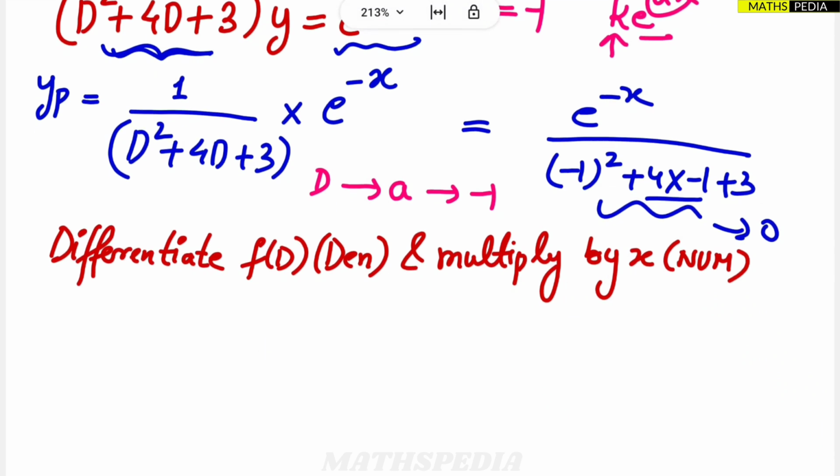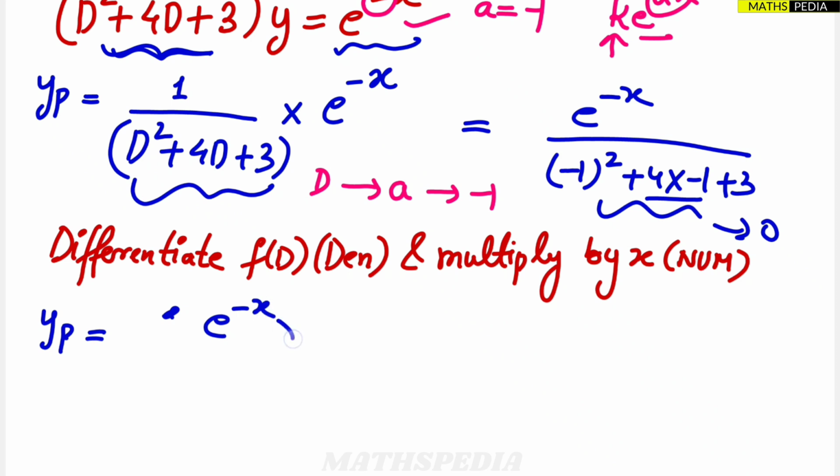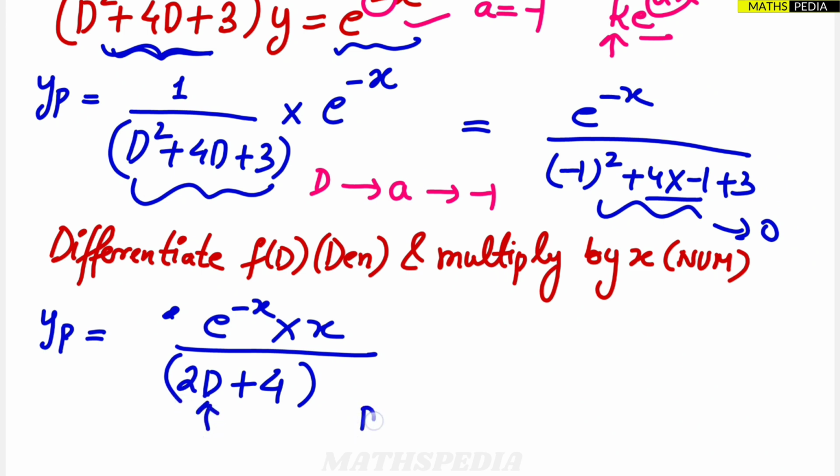Let us see. So which part you are going to differentiate? This part. So yp will become equal to 1 divided by, or you can directly write e power minus x, and numerator you have to multiply x, so it will be x, divided by d square differentiation is 2d, 4d differentiation is 4, plus 3 differentiation is 0. So this is the part you are getting. Now again d has come here. You can substitute d value as a again, which is equal to minus 1. A is not changing. Be careful, A is not changing.